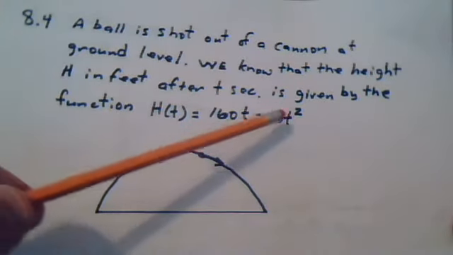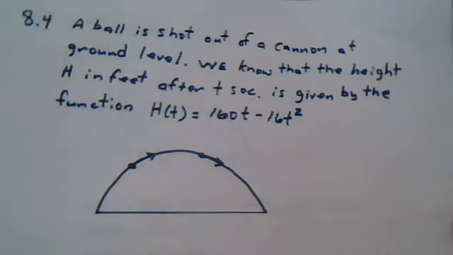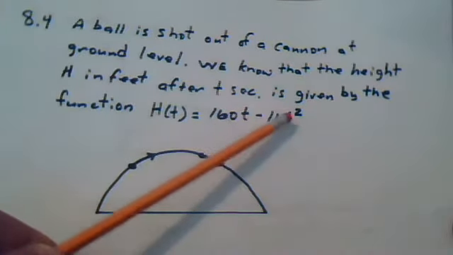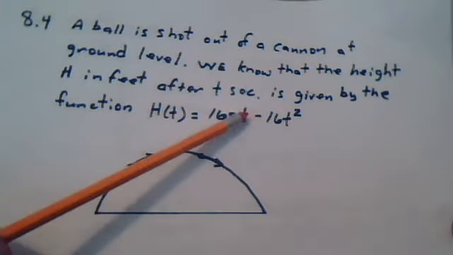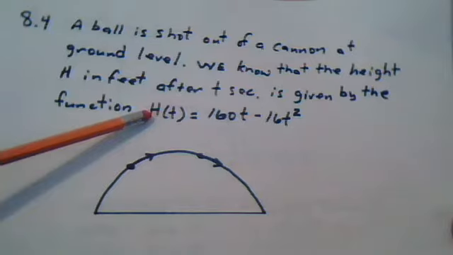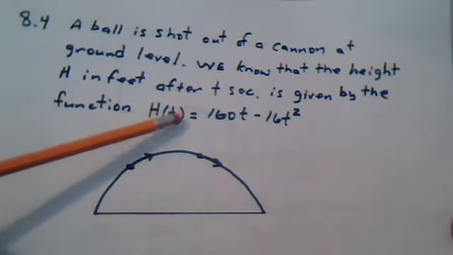And t represents seconds and h represents height. So if you give this equation seconds, replace the t with seconds, it will give you the height at that time. So it will give you the height if you give it the time.